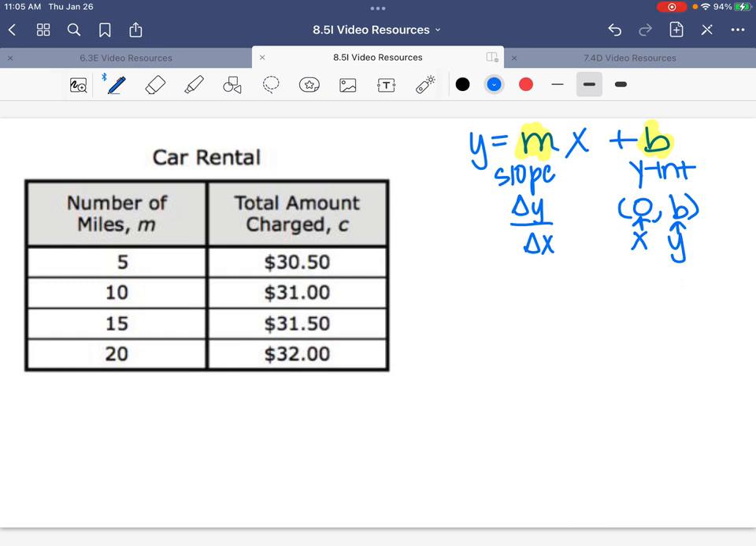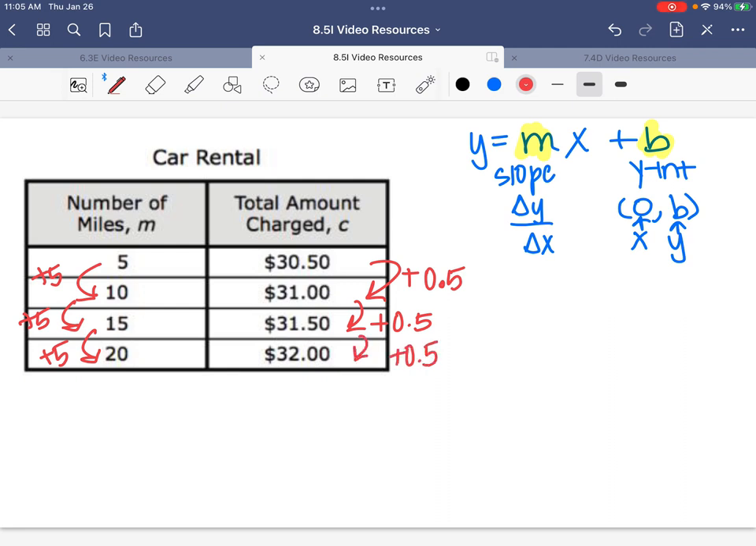So again, I find it simpler to find the rate of change first. So I see that x increased by 5 miles. So it went from 5 to 10. And then when the miles increased by 5, the amount charged increased by 50 cents. And I see that that pattern continues. So every 5 miles, the cost increased by 50 cents.